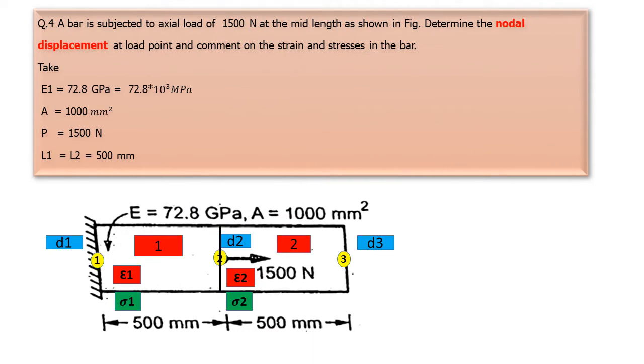Solution. In this question it is asked to determine nodal displacement at the load point. As we can observe in this diagram, this bar is not a step bar, it is one simple bar. It is fixed at the first node while the load is applied at mid-length, that is at node 2, and our question is to determine nodal displacement at the load point. So we have to determine displacement mainly at node 2.